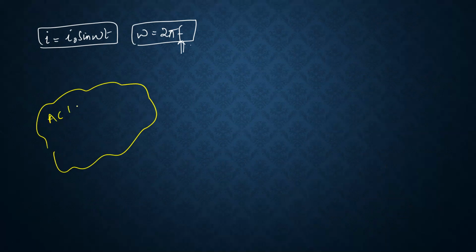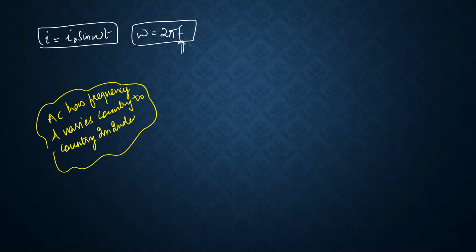AC has frequency and it varies country to country. I said country to country, not state to state or city to city, country to country. That means in India frequency is 50 hertz, whereas in US it is 60 hertz. It means we are getting a constant frequency of AC at our home. Anywhere in India we are getting it as 50 hertz.